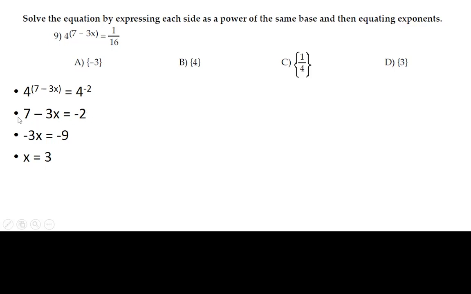Solve this for x. Subtract 7 from both sides. Negative 3x equals negative 9. Then divide both sides by negative 3. Negative 9 divided by negative 3 is positive 3. X equals positive 3.